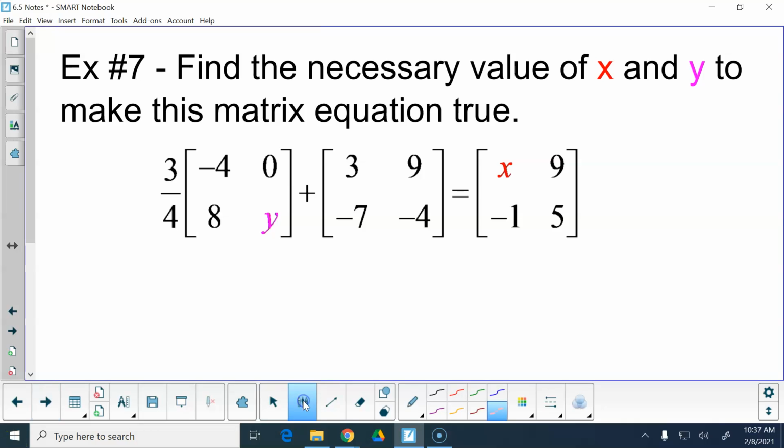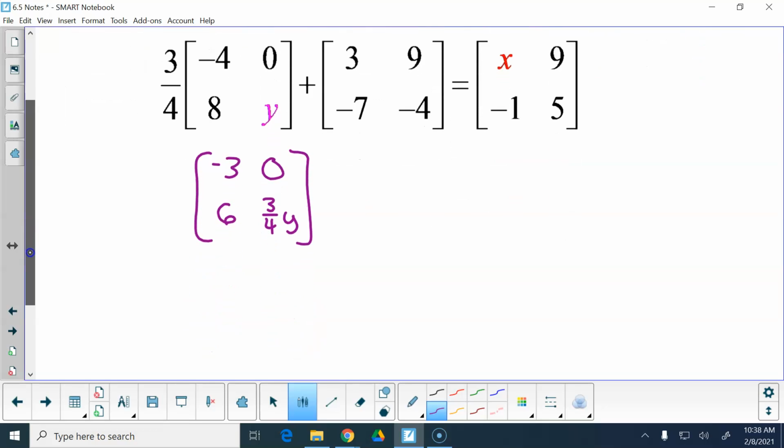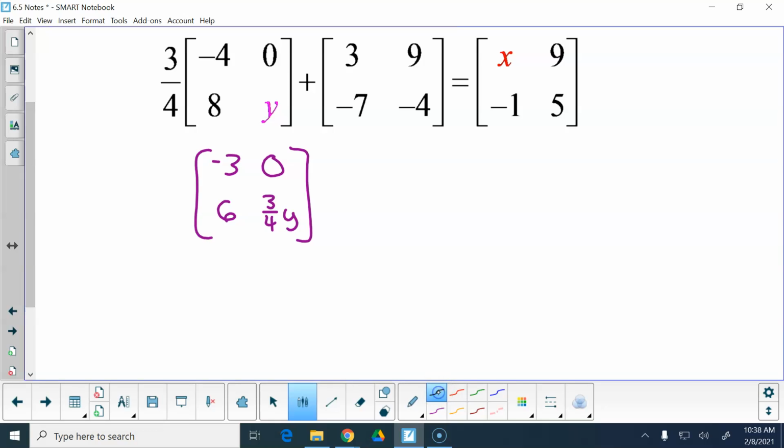So if we multiply here by 3/4, that's going to be negative 1. No, take that back. Negative 3. Let's go by 1/4. So negative 3, 0, 6, and 3/4 y. And we're still going to add to that 3, 9, 7, 4.